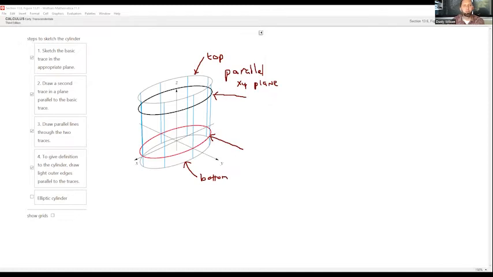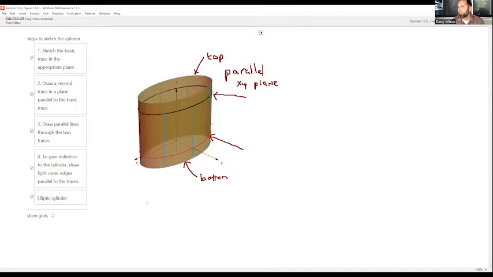And finally, if we put all these things together, we have graphed the elliptic cylinder. There you can see it with the trace along the xy plane, the one above it, the vertical lines, and then a nice little top and bottom. And that's how you graph an elliptic cylinder.